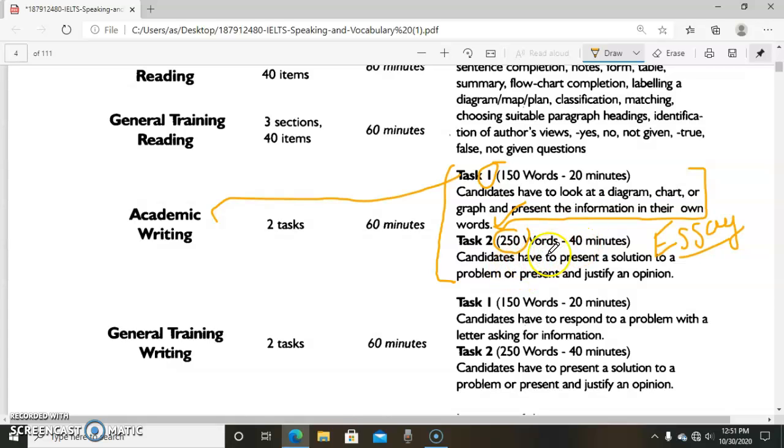So task 2 is the same here, okay, and here it's the same. But task 1 is different in the academic writing and in the general training writing. The academic writing, it's a report writing, and in the general training writing, it's letter writing, okay?